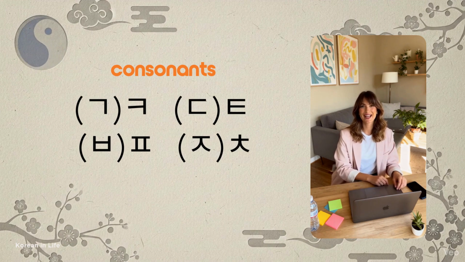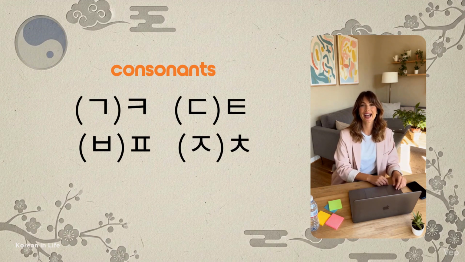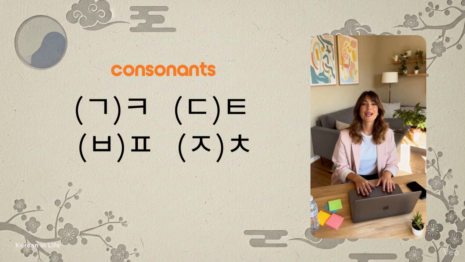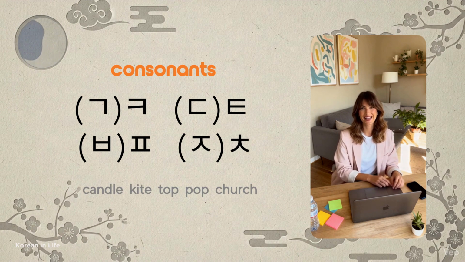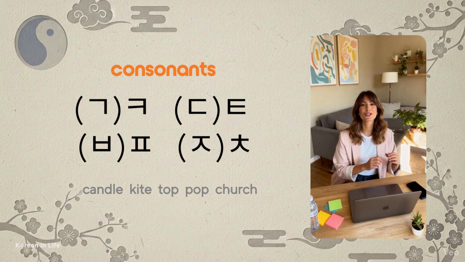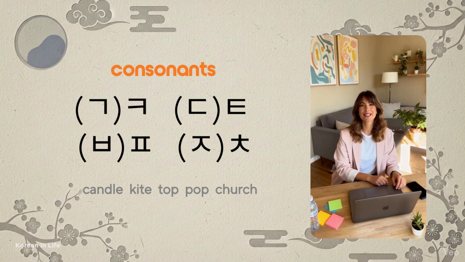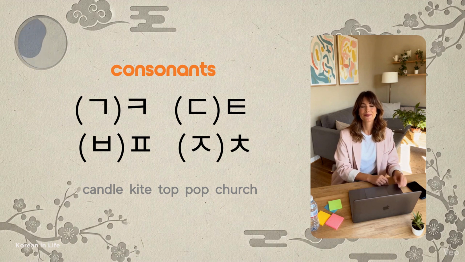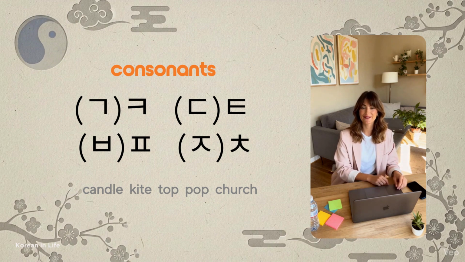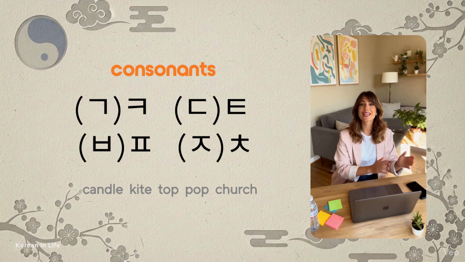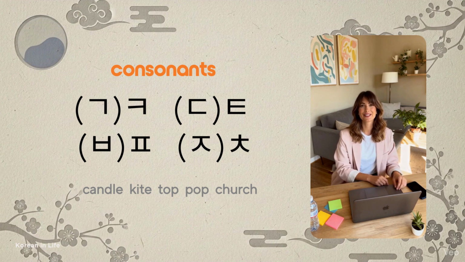Okay, now for the last group. These are called the aspirated or strong air sounds. These letters are made by adding a strong puff of air to the basic consonants we just learned. Try to say them forcefully, like you're blowing out a candle. K, t, p. Kieuk, Kieut.